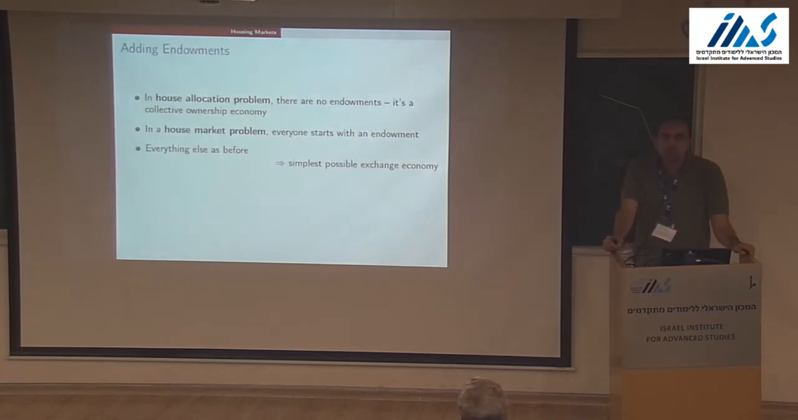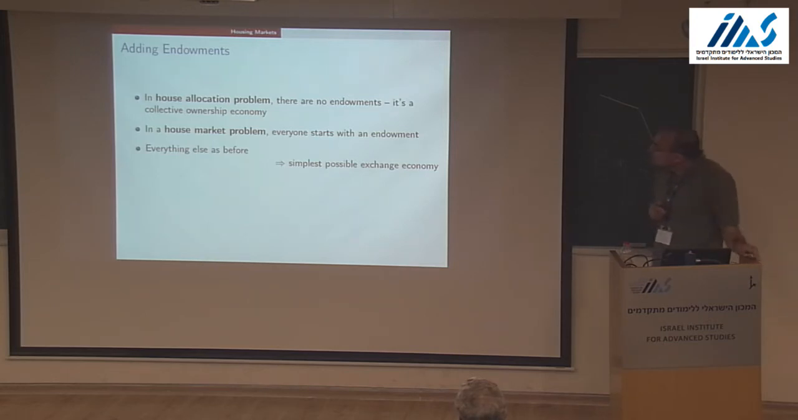Now let's enrich the model in one direction. Let's take our house allocation problem and add endowments. Suppose we start the model with agents having endowments. And that's what leads to what we call the housing market model, okay? You can think of our first problem, the house allocation problem, as a situation where the houses are collectively owned by society, whereas in a housing market problem, we will have the same set of primitives, houses, agents, and the new ingredient is everyone starts off endowed with a particular house, okay? Now, everything else is as before, so the housing market model is the simplest possible exchange economy.